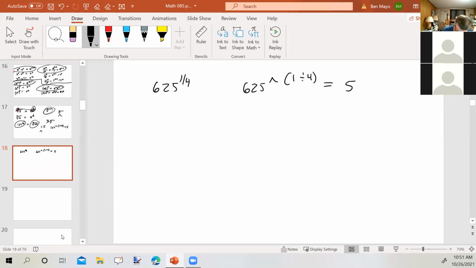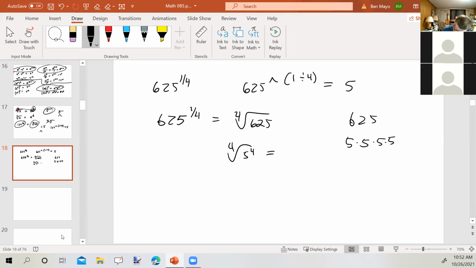You could also do it by hand and say, well, this is the same thing as that, and 625, you could break it down, and eventually you'd get there. So you'd have the 4th root of 5 to the 4th, which is just 5. Notice how the index and the exponent reduce out, cancel out, whatever you want to call it. So you end up with 5. Any questions about that?